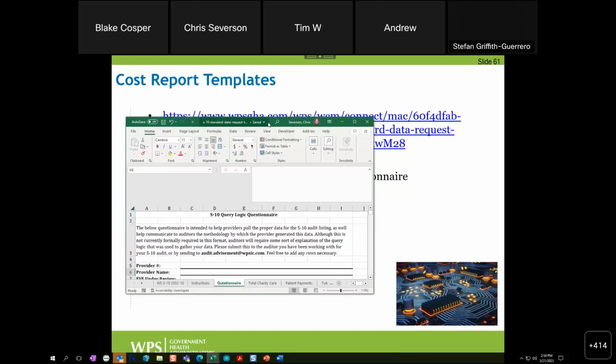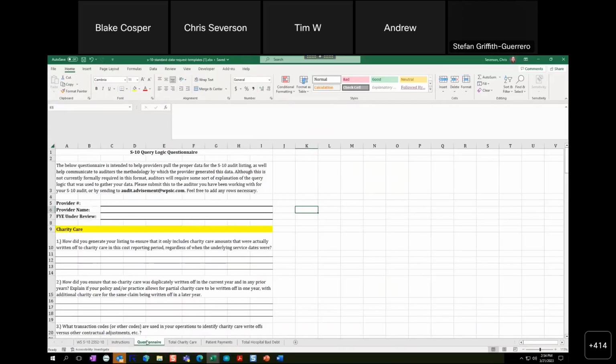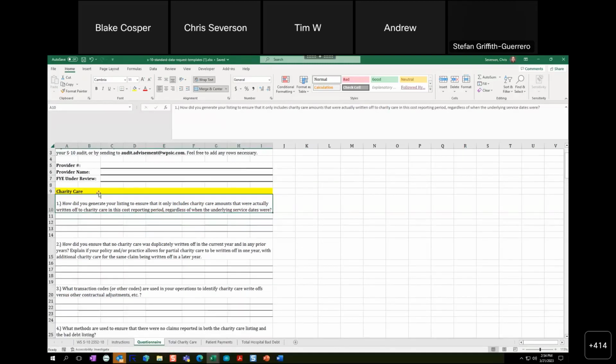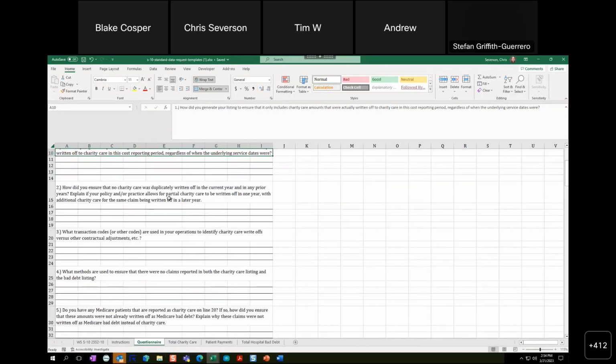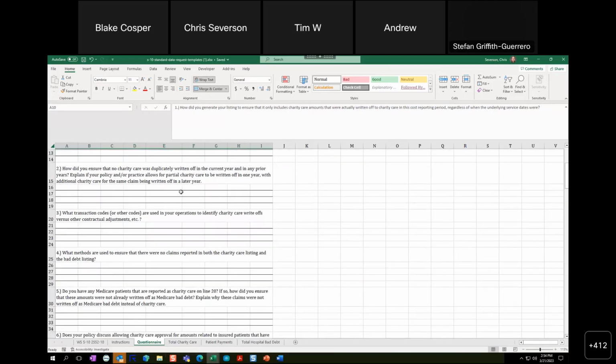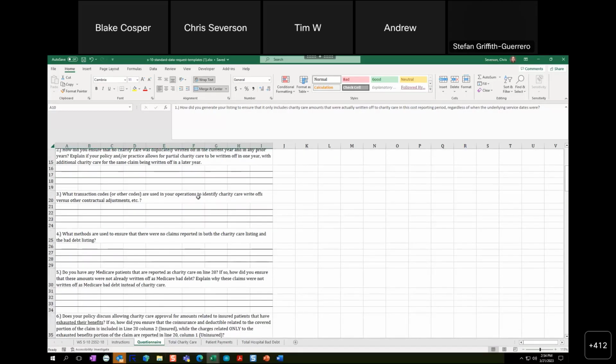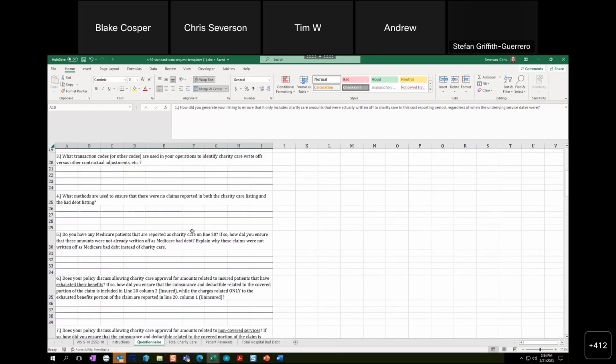I just wanted to point out a few things on the Query Logic questionnaire. Again, it's the same questionnaire from the past, but I'll point out that we have it broken down by section, and a lot of this stuff repeats. How did you generate your listing to make sure you're only including charity care written off this period? How'd you ensure there were no duplicates? We need a legend of your transaction codes.